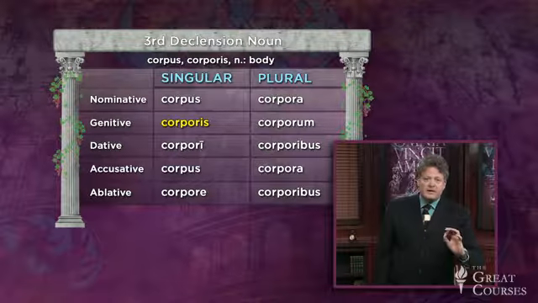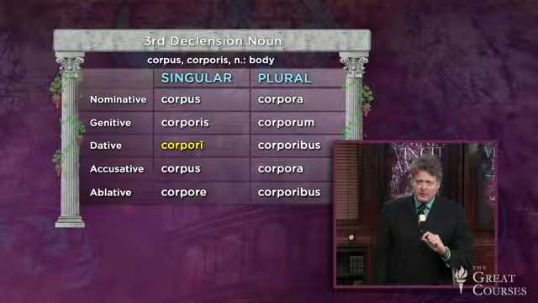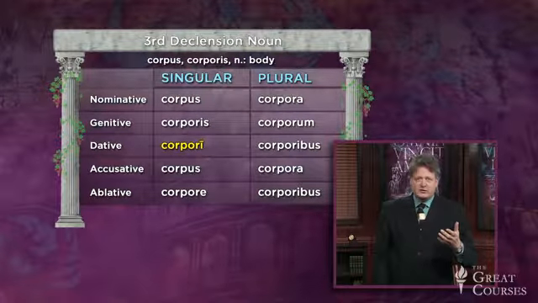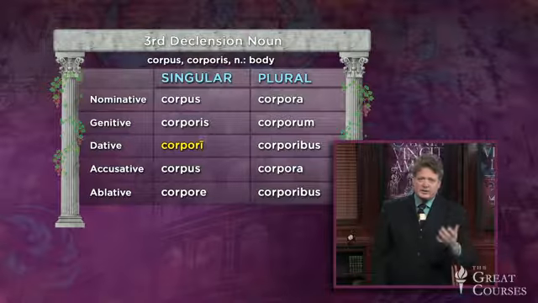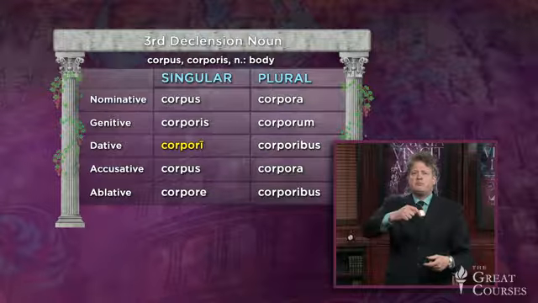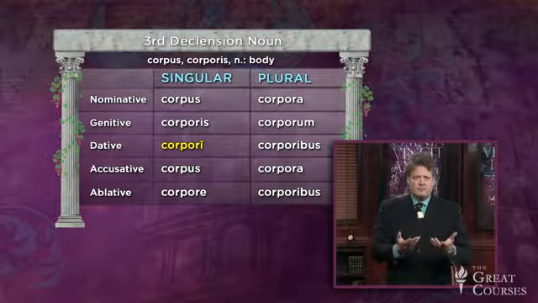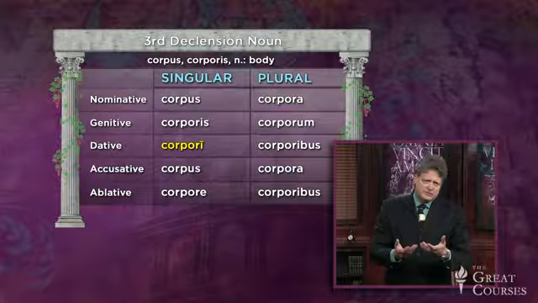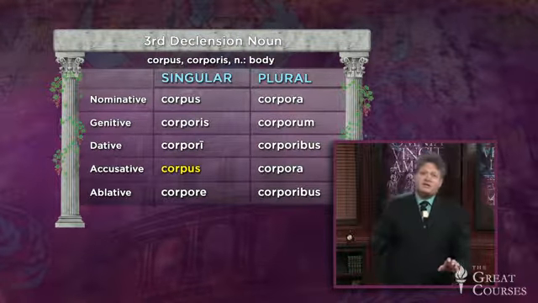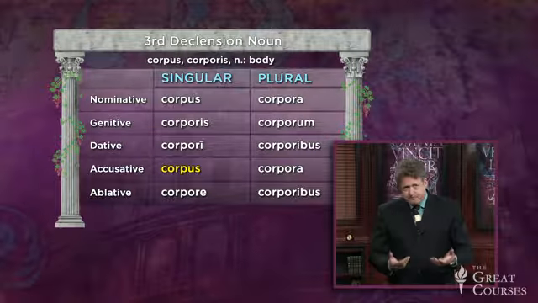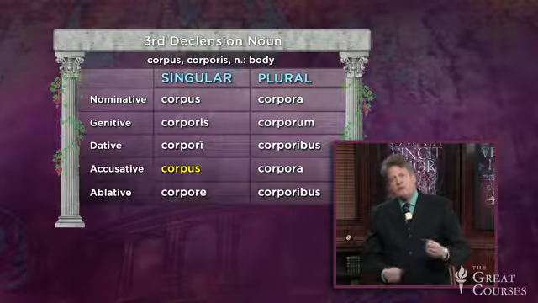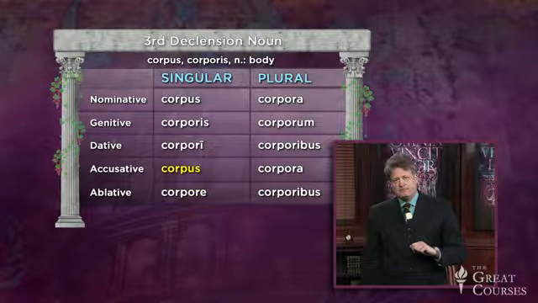Dative, to or for the body, corpori. For the accusative, there is no ending to attach to the stem. Remember, blank, is, e, blank, e. So what happens? The word reverts back to its nominative form. So, verb the body, please. Corpus. It's corpus again. But now, you must remember to bring back the stem for the ablative. All right? Try the ablative, please. By, with, or from the body. Corpore.